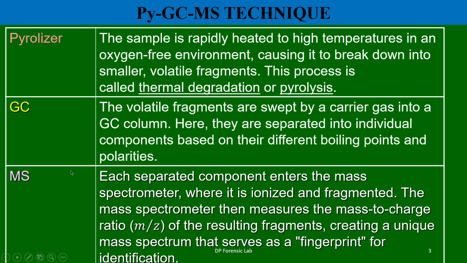And in the MS, the mass spectrometer, each fragmented compound enters the mass spectrometer where it is ionized and fragmented. The mass spectrometer then measures the mass to charge ratio, m by z, of the resulting fragments, creating a unique mass spectrum that serves as a fingerprint for identification. So when these three techniques are combined together, this gives a beautiful result.